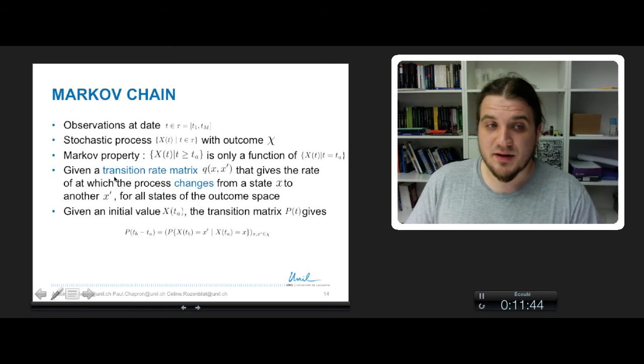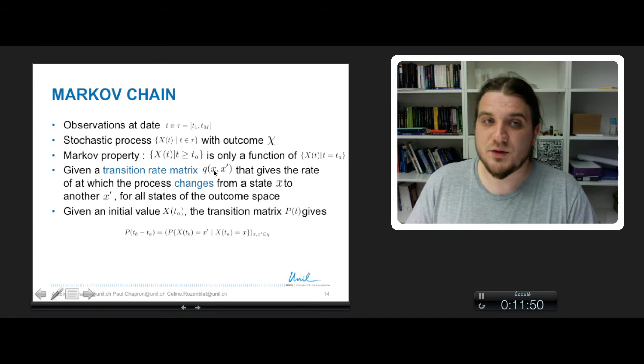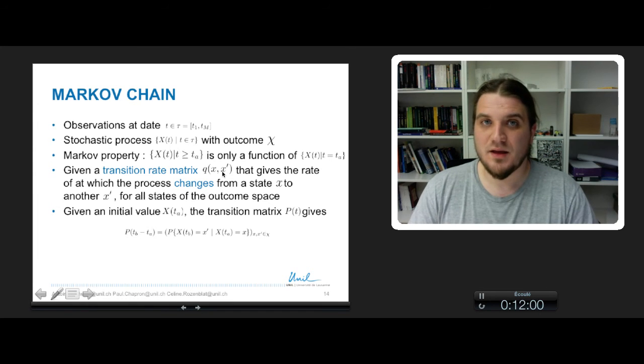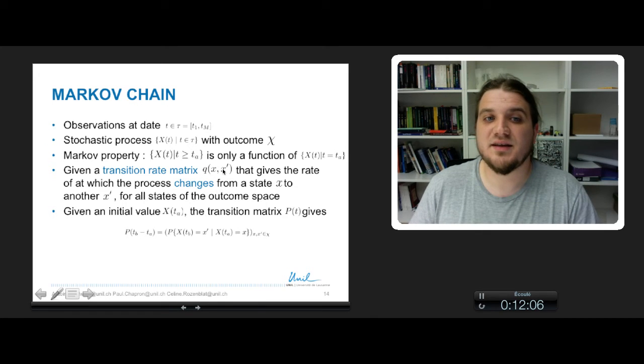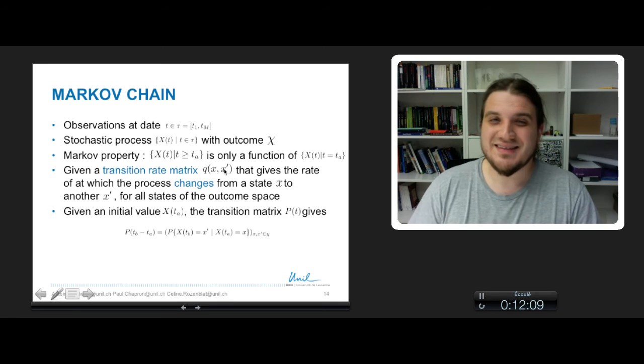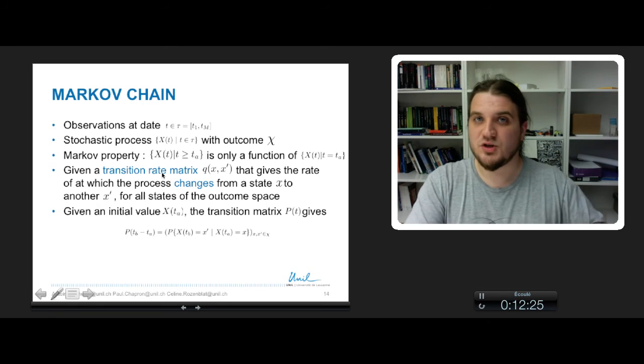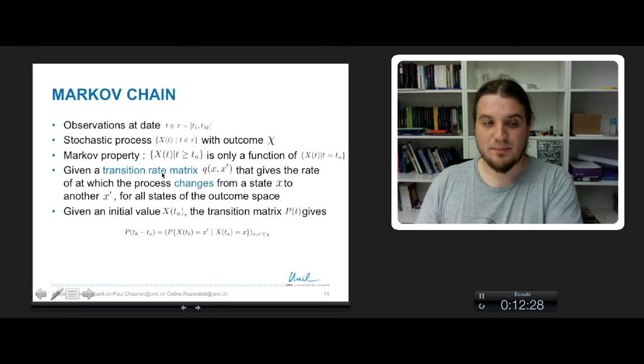Since it's a continuous time Markov process, you have a transition rate matrix that gives, for two configurations of networks, X and X prime, the rate at which the process will change the network from the state X to the state X prime. So this value, Q of X and X prime, will reflect the intensity of change. Sometimes the transition rate matrix is also called the intensity matrix. It will reflect the intensity of change that occurs to transform the network in a state X, so in a configuration in a shape X, to another configuration X prime.